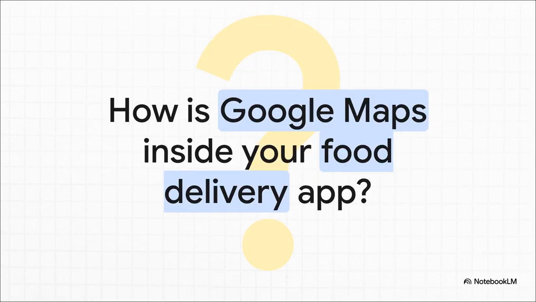Think about it for a second. It's kind of weird, right? You're in your food delivery app, you're about to order a pizza, and bam, there's Google Maps just sitting right there inside of it. How does that even work? Do they have some kind of secret deal? Is it digital wizardry? What's going on?